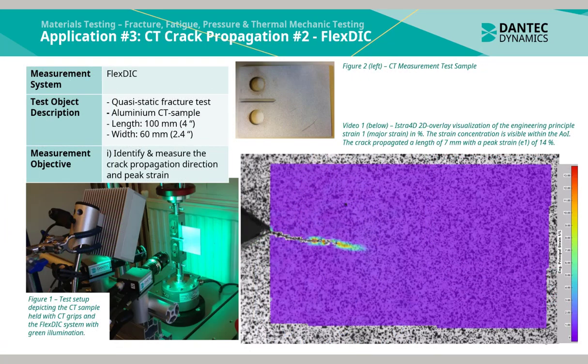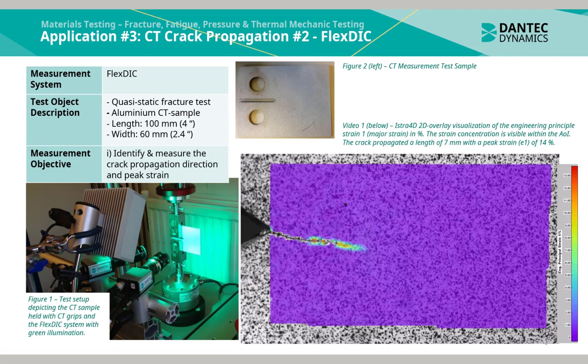Application 3 is a CT crack propagation test measured using the FlexDIC system. A quasi-static fracture test was performed of an aluminium CT sample with length 100 mm by width of 60 mm. The measurement objective was to identify and measure the crack propagation direction and peak strain.